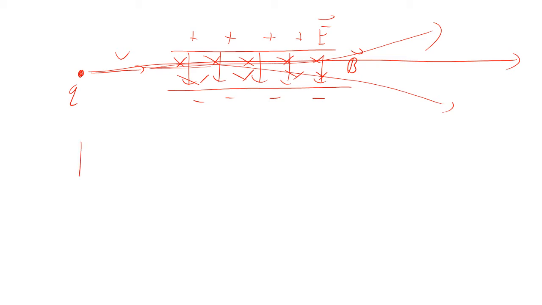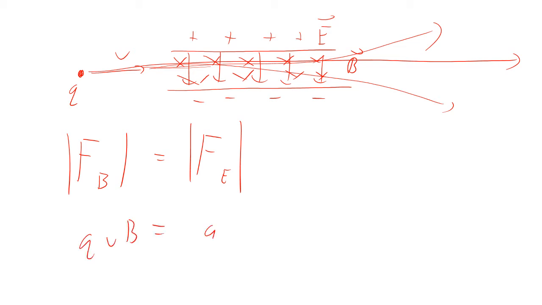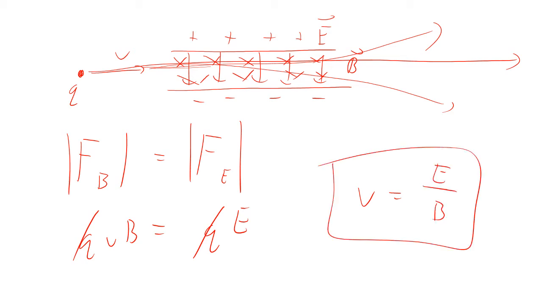Well, that would be if the magnitude of the magnetic force equals the magnitude of the electric force. So QVB has to equal QE. Well, the Q's cancel, and we find that the v is just going to be equal to E over B. So not just that they have to balance, it turns out that no matter what they are, there's a particular speed at which these things will go through.